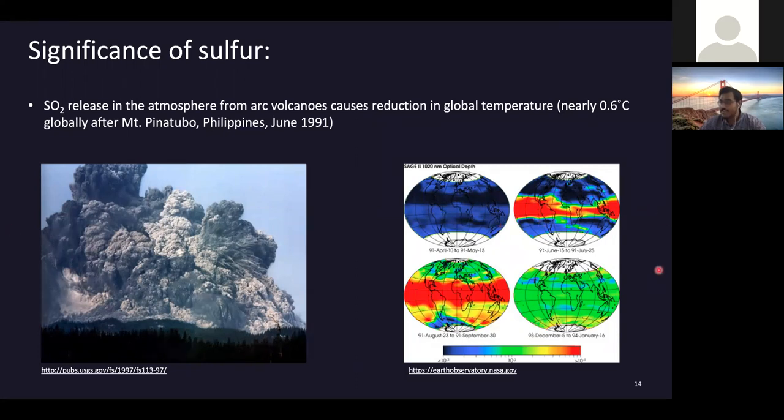However, we see that after 15 months of the eruption, the aerosol content in the stratosphere has globally increased a lot. And even after 2 years of the eruption, the aerosol content in the stratosphere has not gone down to what it was before the eruption. Thus, we can say that sulfur dioxide in the atmosphere can cause global reduction in temperature, as is seen in the Mount Pinatubo eruption. It caused a reduction of 0.6 degrees C after the eruption.